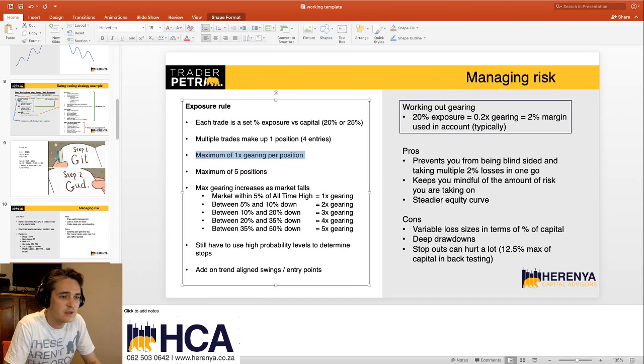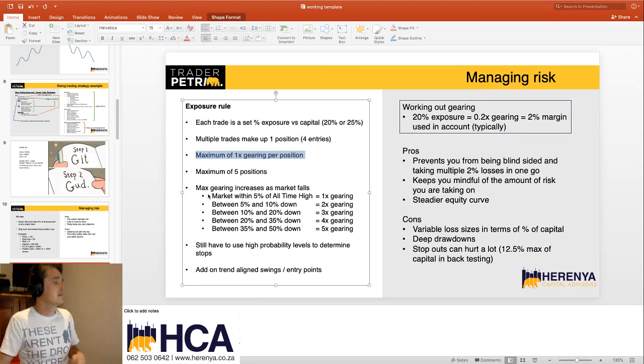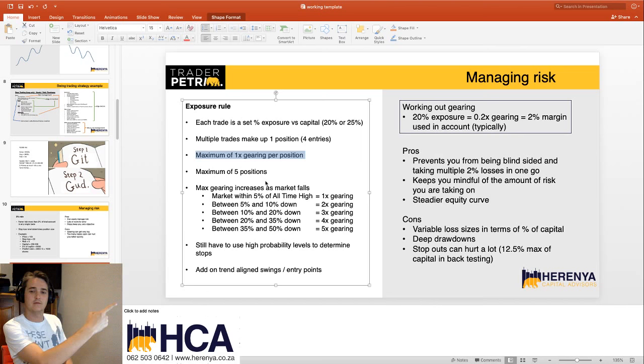I think it depends on what time frame you work on. Longer. Okay, true that. 12 trades open. Okay, cool. So back to our example. Okay, so we can have a maximum of gearing 1 per position.